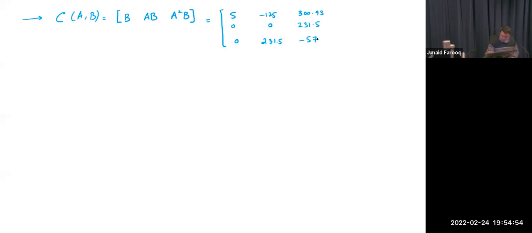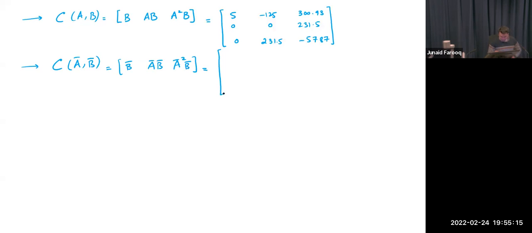And minus 5787. Then the controllability of A bar, B bar, which is B bar, A bar B bar, A bar squared B bar. And eventually this turns out to be 0, 0, 1, 0, 1, minus 25, 1, minus 25, 601.9, 852.